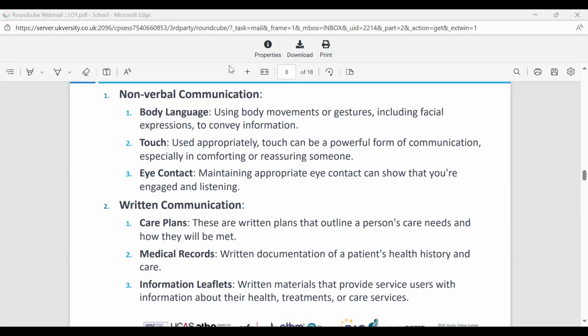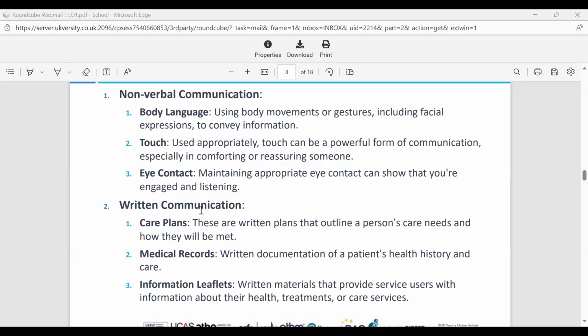What do you think? Why do you think body language is so important? What about touching? Why do you think touching is sometimes used inappropriately, but most of the time it's used appropriately? People will want touch, hugging, a handshake. But you've got to risk.